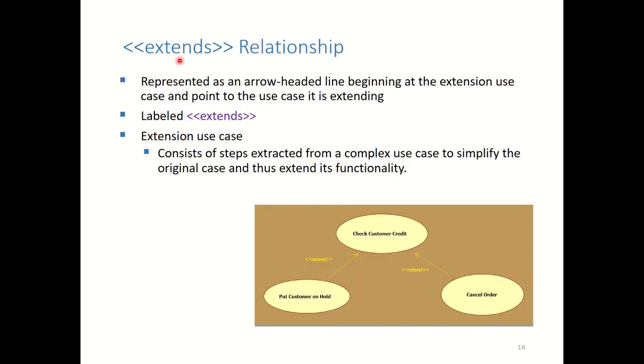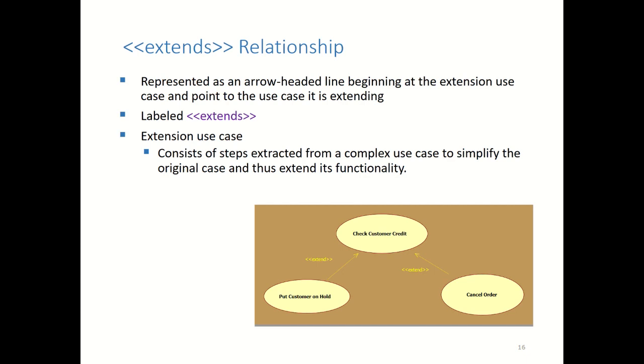Now comes the extends relationship. So it's not the last, yes. The extend relationship will have an arrowhead, and it basically says that it is optional. It consists of the steps extracted from the complex use case. Say you have check customer credit. While checking the customer credit, you can put the customer on hold, right? But it doesn't mean that he cannot go ahead and do anything else. So it is not mandatory. So check customer credit, cancel order. It's not mandatory.